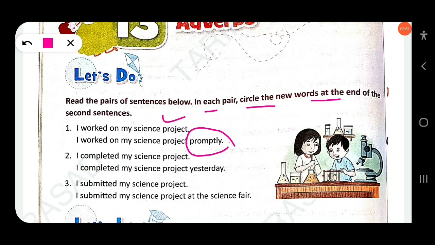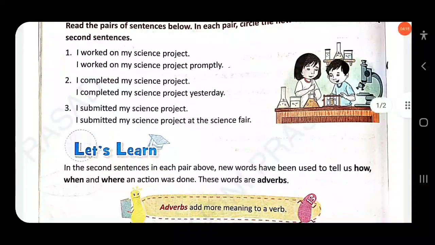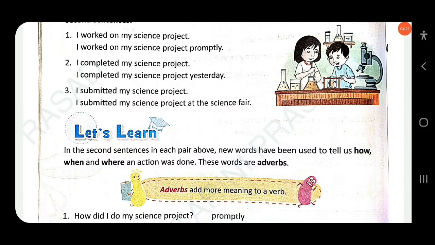I completed my science project. I completed my science project yesterday. Here the new word added is yesterday. In the previous pair, the new word added is promptly. I submitted my science project. I submitted my science project at the science fair. Here the new group of words is at the science fair. In the second sentences in each pair above, new words have been used to tell us how, when and where an action was done. These words are adverbs.